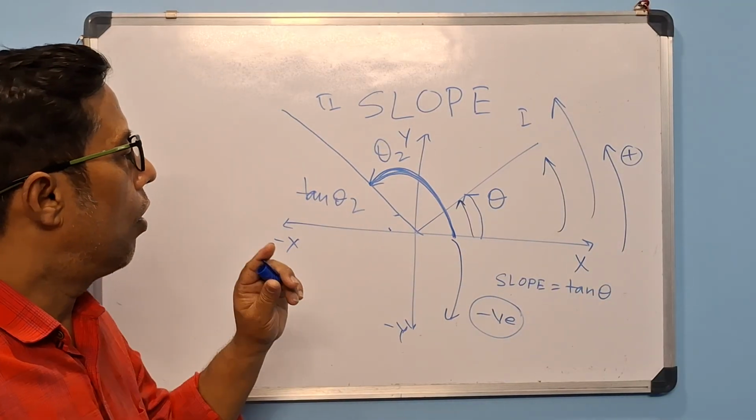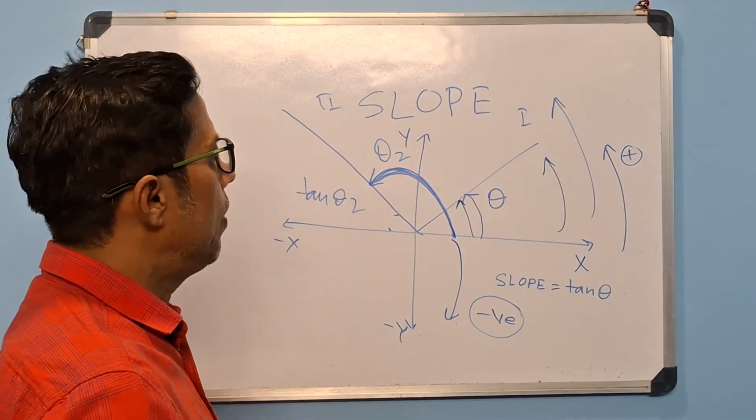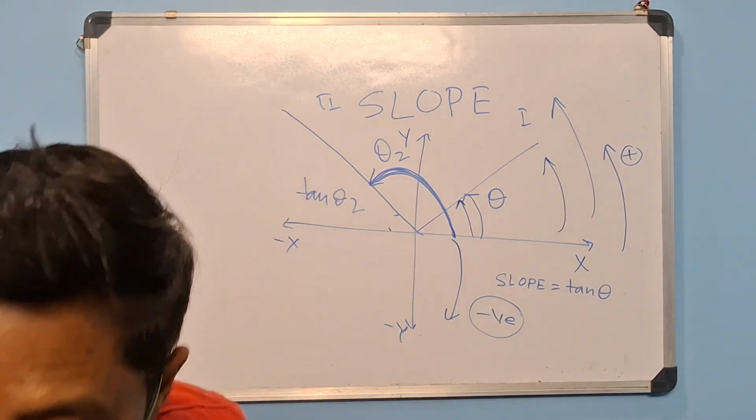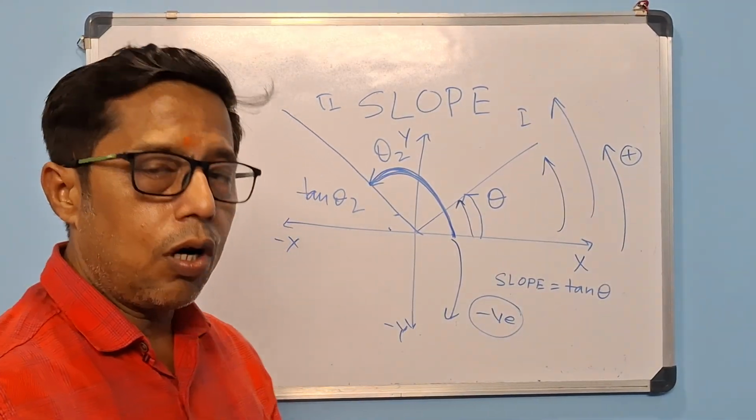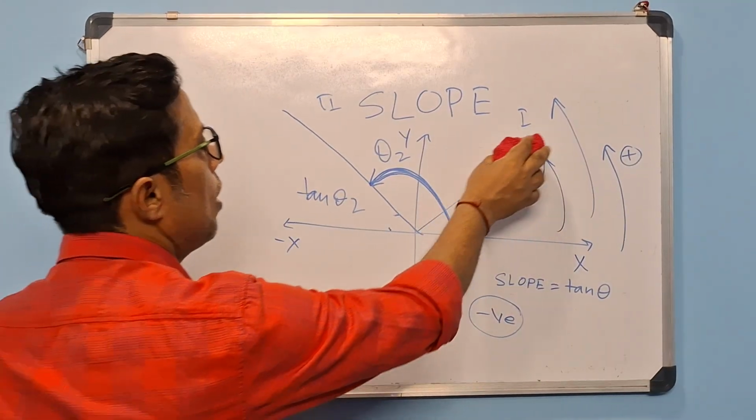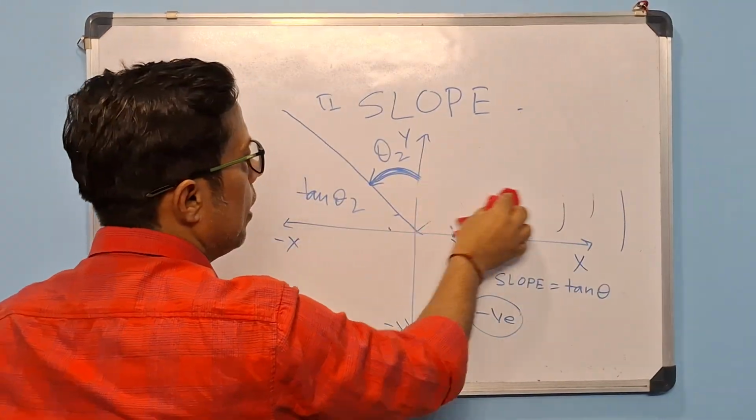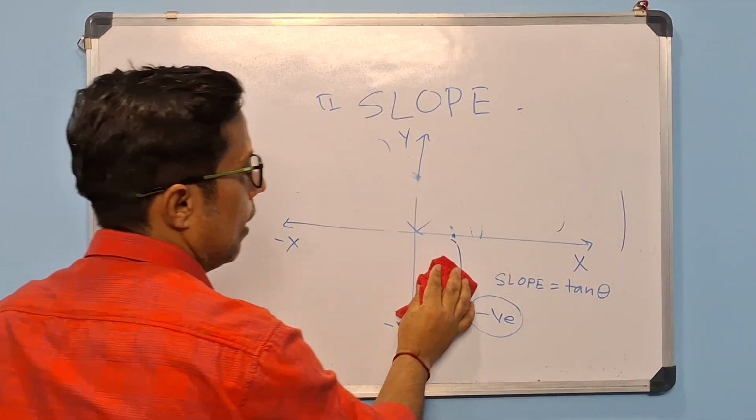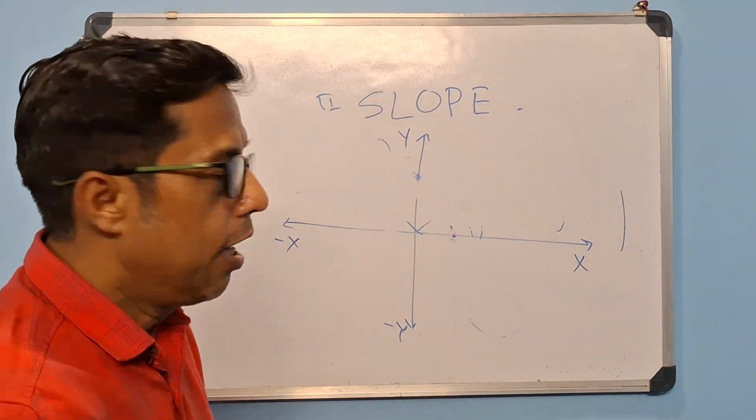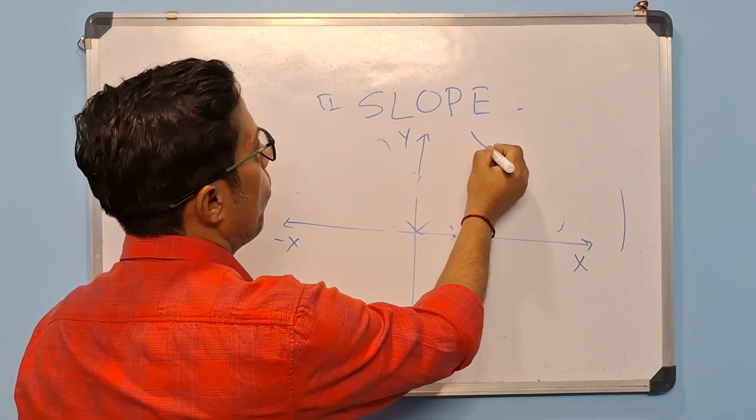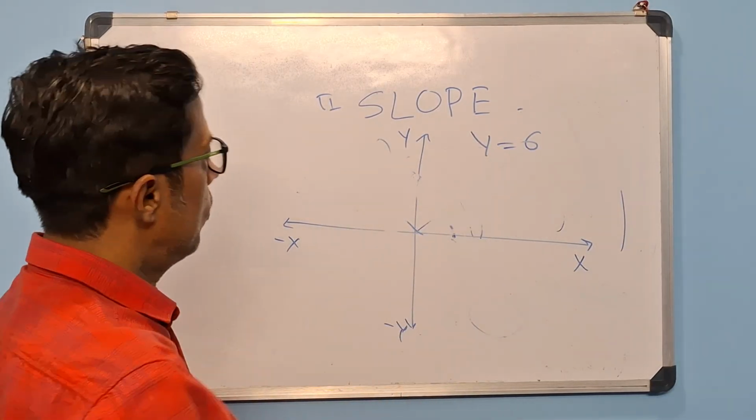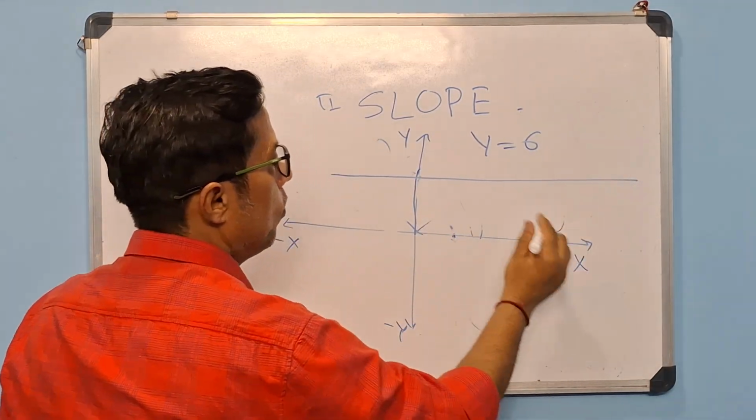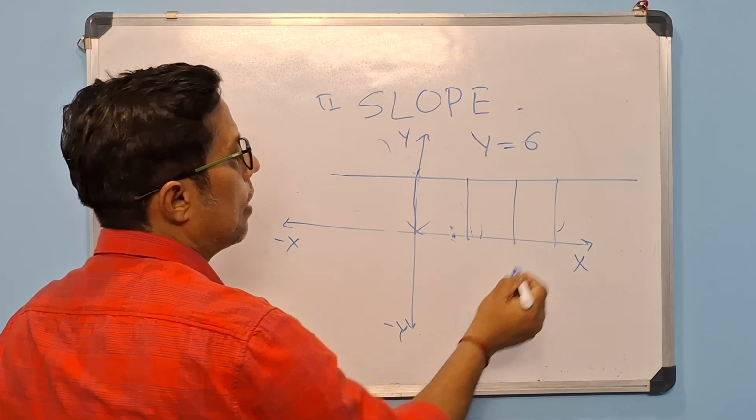Now, what are the possible benefits? Let me give you an example. This year in ICSE 2026, there was a mathematics question, and I am going to explain it. The question was: a line is parallel to the x-axis and the y-intercept is 6. So the line will be like this, parallel to the x-axis.